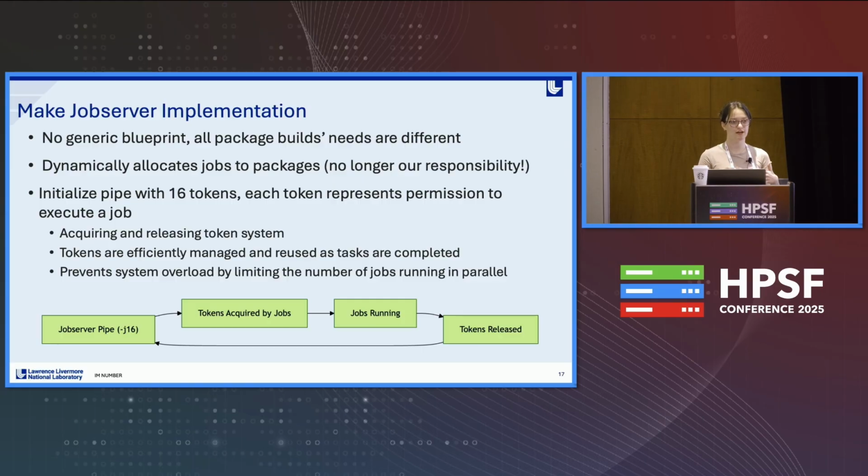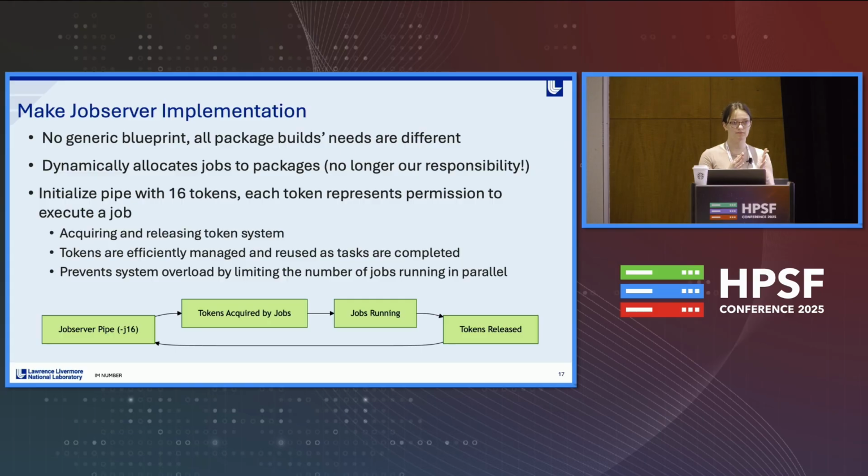So instead of us trying to figure out what the perfect balance would be, this job server is able to do that. So how it works is you initialize a pipe with 16 tokens, in our case, and each token represents permission to execute one make job. This is through an acquiring and releasing token system. You can also think of this as reading and writing, but acquiring and releasing makes more sense to me. So a job begins and a token is acquired to know that it has permission to build those jobs. And then those tokens are efficiently managed and reused as the tasks are completed.